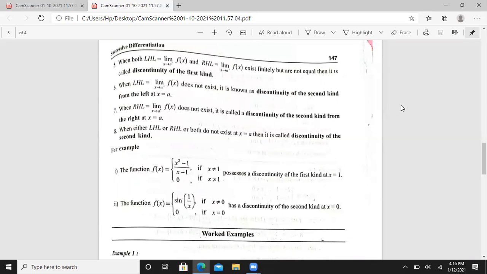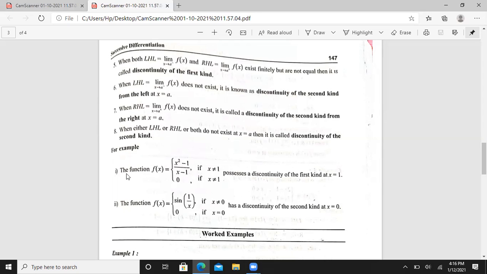When both LHL, which is the limit of x tends to a minus f of x, and RHL, which is the limit of x tends to a plus f of x, exist finitely but are not equal, then it is called a discontinuity of the first kind. Okay, you only studied this definition. Next, go to here.